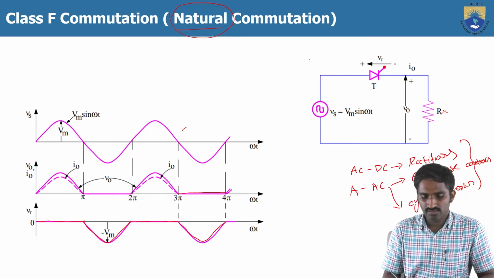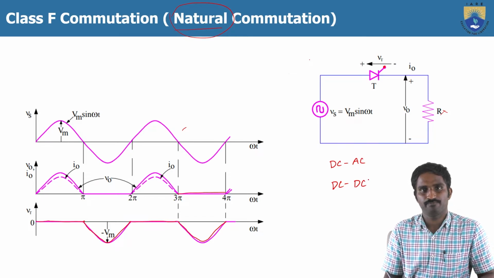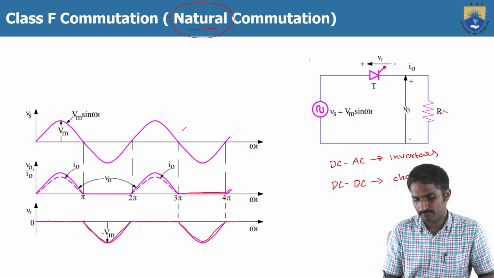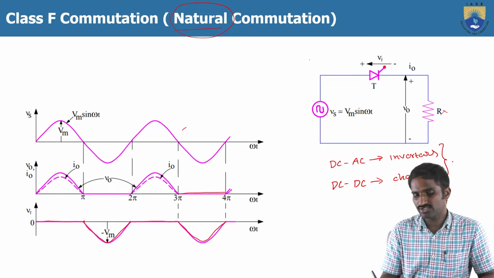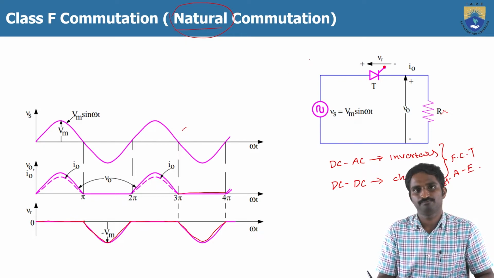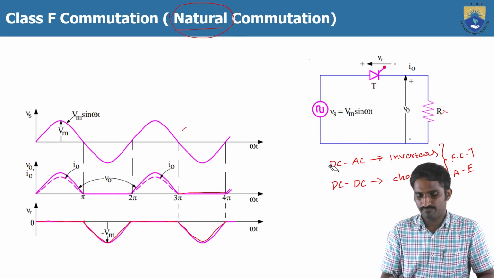So in these three different types of converters, we use natural commutation. The remaining converters are those having a DC supply as an input: DC to AC and DC to DC. DC to AC are inverters, and DC to DC are choppers. In case of inverters and choppers, we use the forced commutation techniques, like class A to E. This is about the different commutation techniques of an SCR.